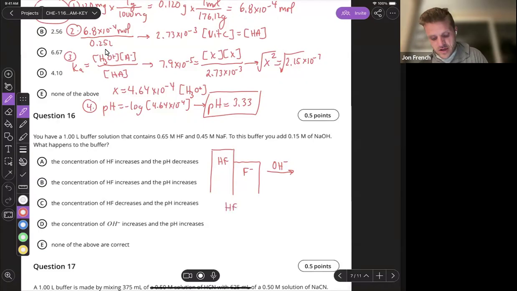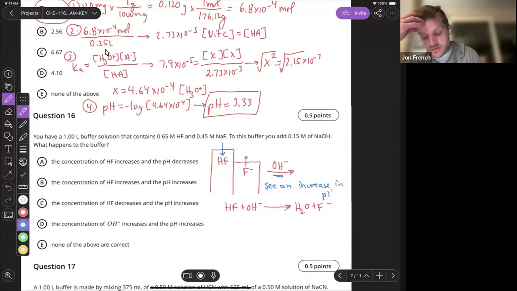Well, my weak acid, HF, is going to react with a strong base, right? Acid-base reactions. And the product of that reaction is water and more fluoride. So what happens is HF concentration goes down, fluoride concentration goes up. And our pH will go up as well because we're going to have more conjugate base, right? We added a base to that, so we should see an increase in pH, which should make sense. We're adding a base. Bases have a higher pH.